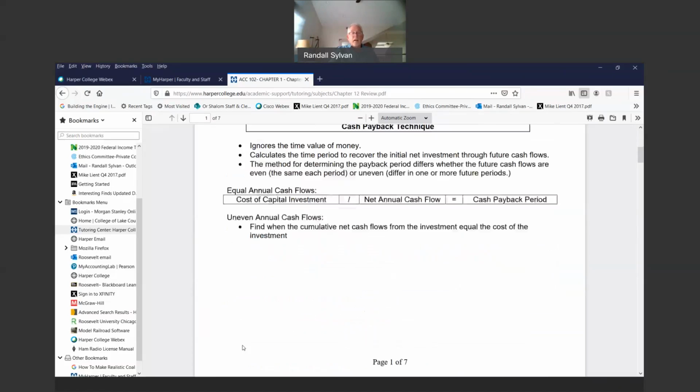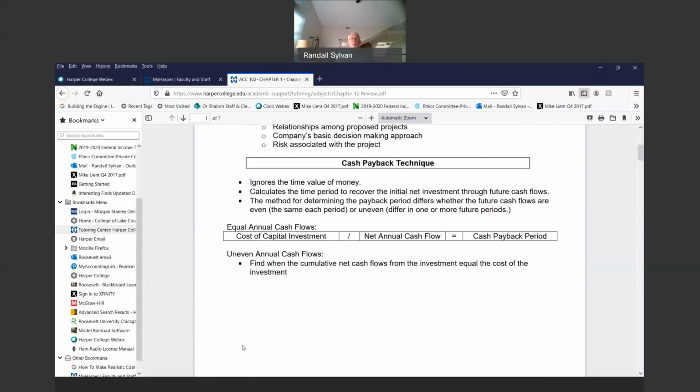So if you look down here, we have the cash payback technique, which is the simplest way. And again, it ignores the present value or the time value of money. You look at the cost of the capital investment and divide that by the net annual cash flow. That tells you how many years it's going to take to pay it off. That's a very smooth process when the net annual cash flow is projected to be the same each year. You really need to figure out what happens, because that doesn't always happen that way. Sometimes the cash flow varies year to year.